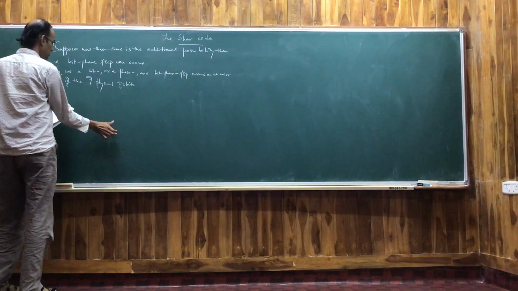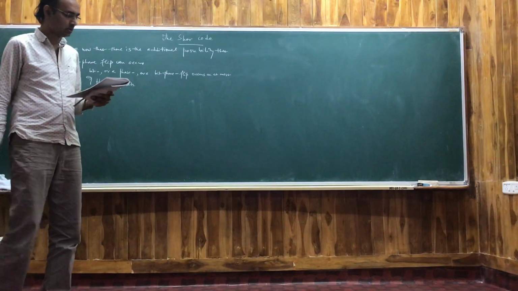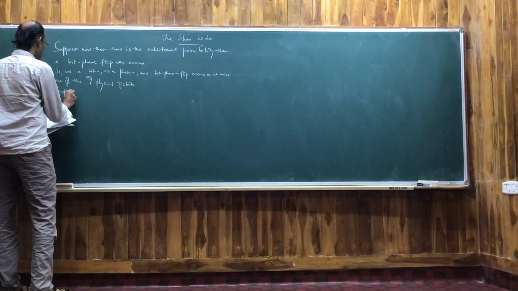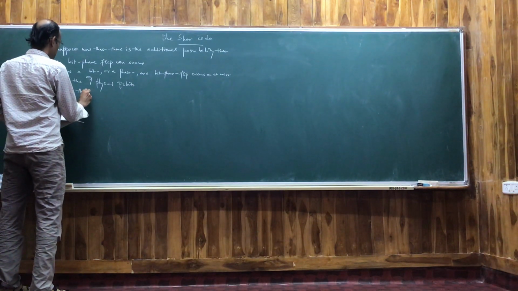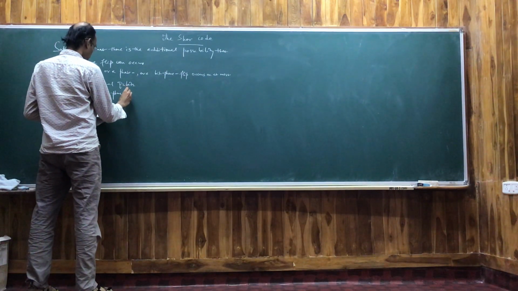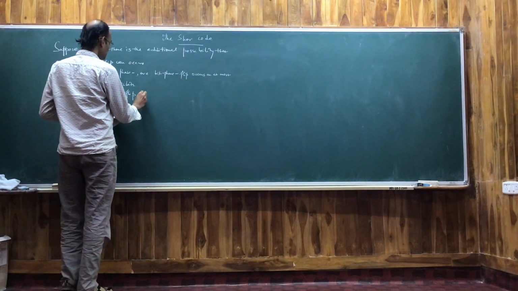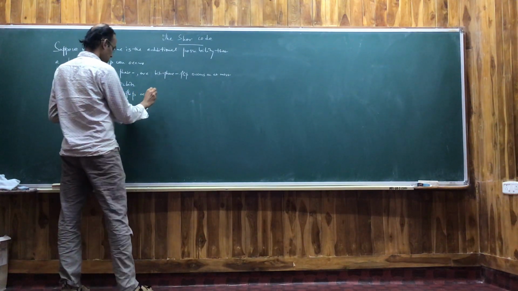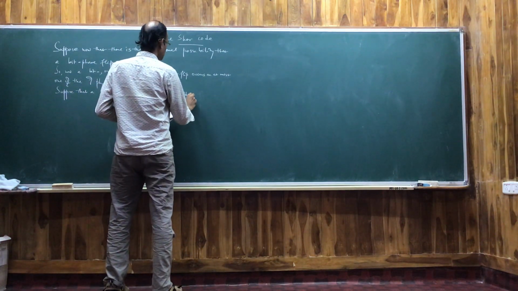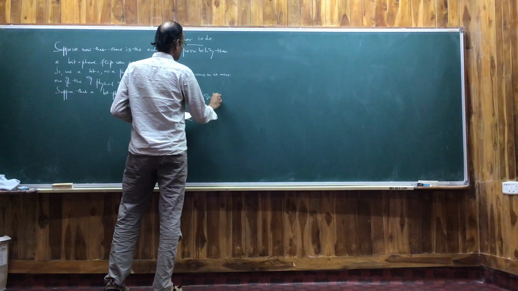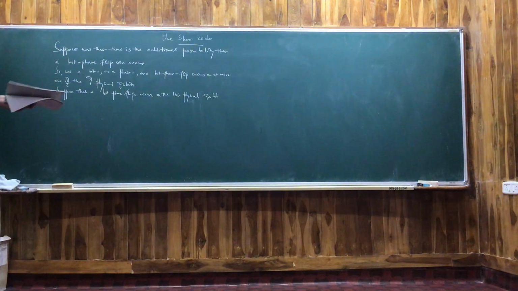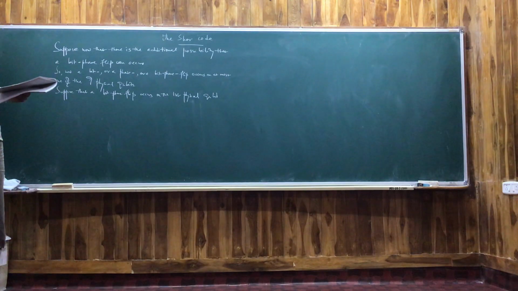So just to be specific, suppose that a bit phase flip occurs on the first physical qubit. Okay? This is what, by chance, happens. This is one of the options, yes?